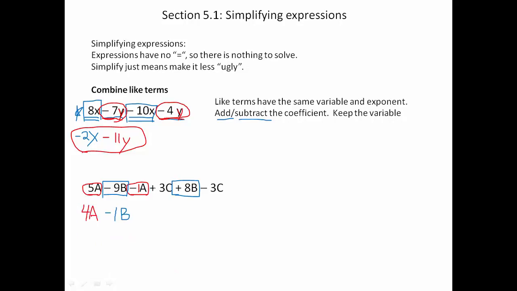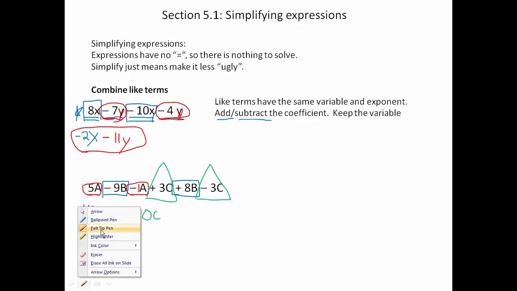And let's do our very last pair of terms here. I have a positive 3c. I'll put a little triangle around that one just so that I can have different shapes. And a negative 3c. Different signs, so I have to subtract, and 3 minus 3 is 0, c. Now you might think that you just bring down the c since 3 minus 3 is 0, but that's not quite right, and let's talk about why. It's a very common mistake, but it's not quite right.